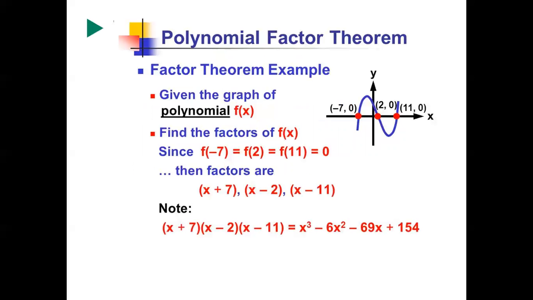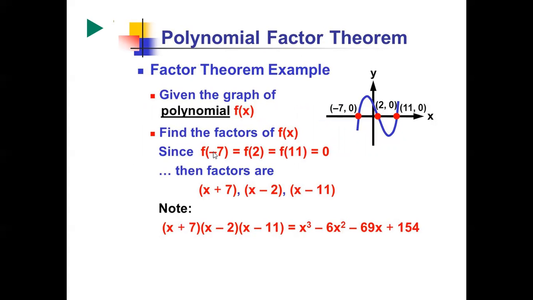All right, so our polynomial factor theorem. It's saying, given the graph of a polynomial, exhibit A, f of x, you're going to find the factors. Your factors are the x values where y equals 0. Does that make sense? Your factors come from the x values where y equals 0. So notice here, the x-intercepts, exactly.